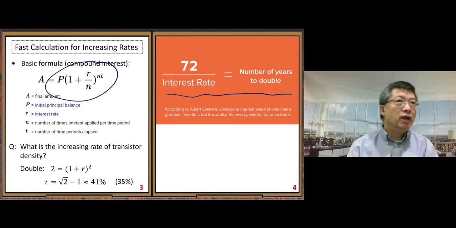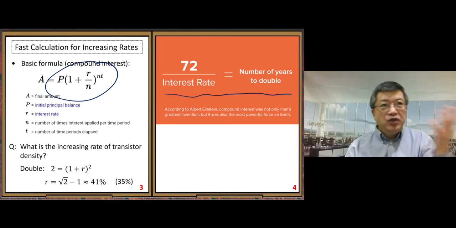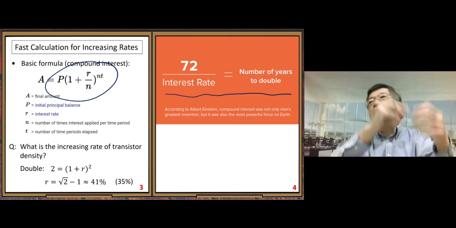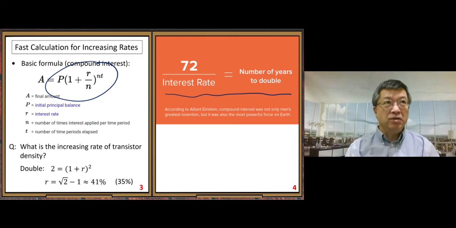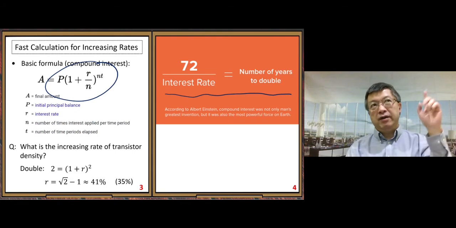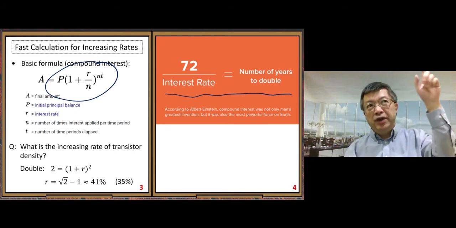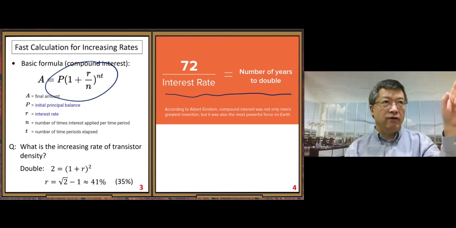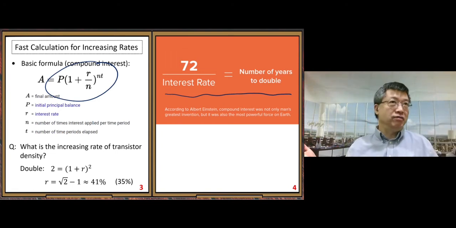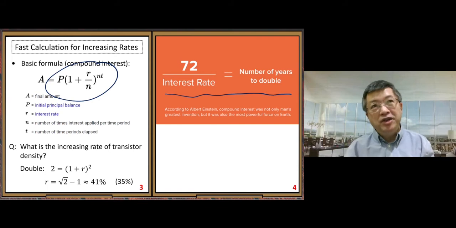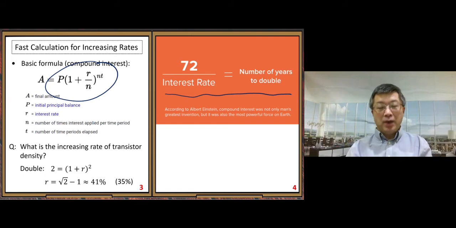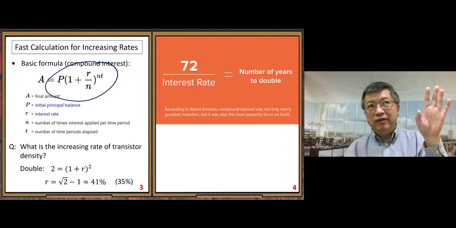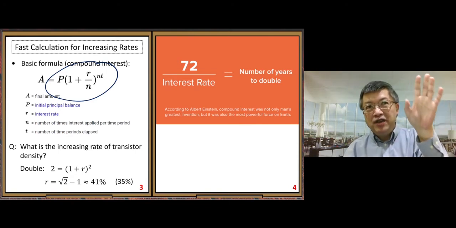Another example. If the interest rate is 6%, how many years do you need to double the investment amount you have? 6%. 72 over 6, 12. Very fast, right? So you have many examples like that. All right, so regarding this formula, it's a very famous, convenient formula.